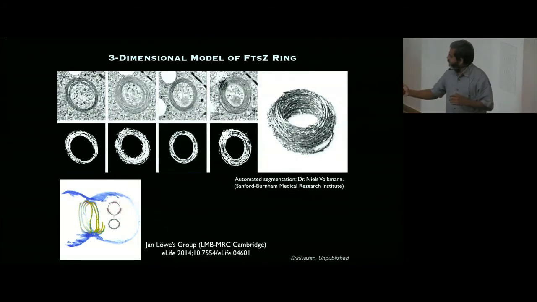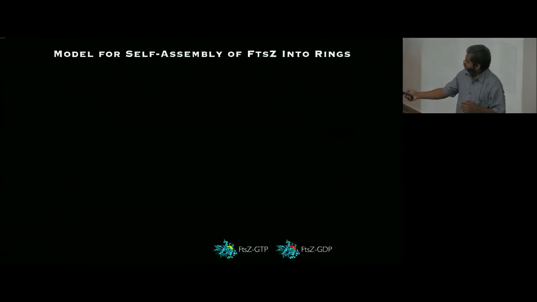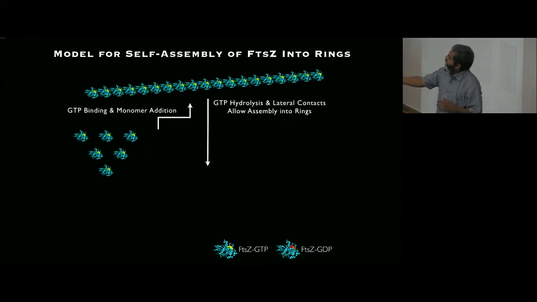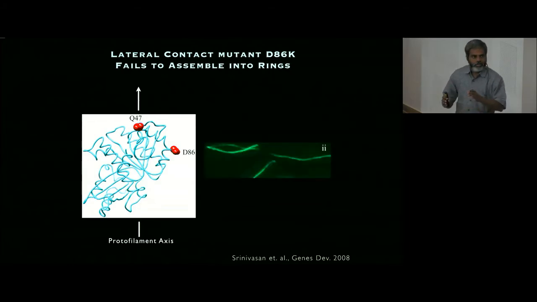We don't know exactly how they bind, but that is the idea that I told you here, that this might be multiple filaments that are just laterally associated. What those residues are, we don't know, but one of them might be this. If this is the protofilament axis, this will be the lateral interaction axis, and these residues might be involved in stabilizing the ring, as this mutant does not go on to form rings.